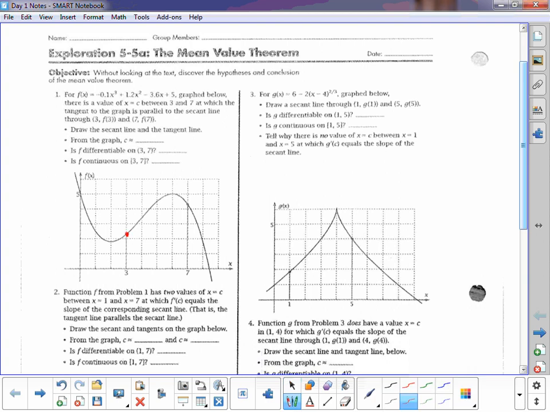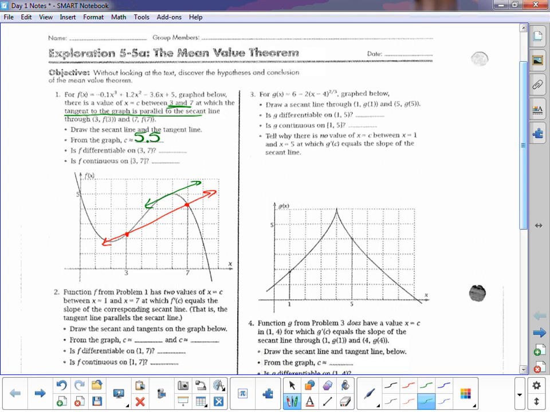So we've got our 2 points here, and drawing the secant line through them. It said to then draw the tangent line that is parallel to it. They tell us that somewhere between 3 and 7, there is a tangent parallel to the secant. So I think we said somewhere around here, and that occurred at around 5.5.